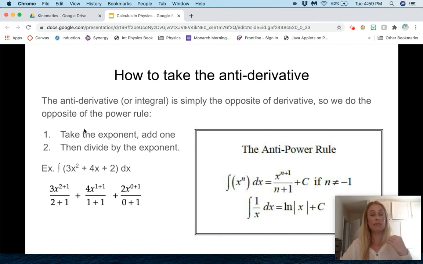And then, like I said before, we have to add c, because there could have been another term in the original function before we took the derivative. There could have been any number there, but we don't know what it is because the derivative of just one number is just 0. All right, so now simplifying here, we get 3x cubed divided by 3, so that just becomes x cubed. We get 4x squared divided by 2, so that just becomes 2x squared. And then we get 2x divided by 1, so just 2x. So x cubed plus 2x squared plus 2x plus c, and that's our answer, okay?